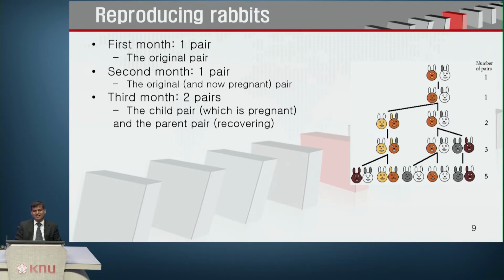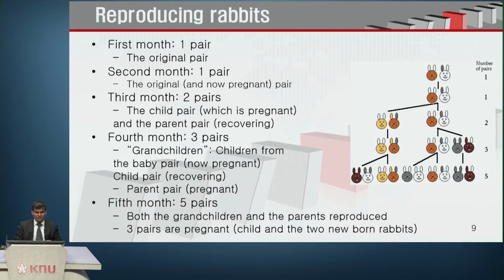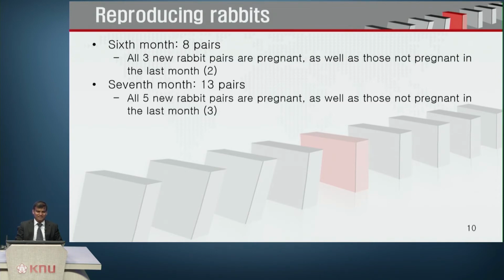How about the next month? You have the grandchildren, that is children from the baby pair that is now pregnant, and the child pair now recovering, and the parent pair, who are the grandparents of the grandchildren there, now got pregnant as well. So now there are two pregnant here. Then the fifth month you have both grandchildren and the parents reproduce. Three pairs are pregnant, the child and the two newborn rabbits. So this goes on. In the sixth month, 3 new rabbit pairs are pregnant, as well as those not pregnant the last month. So you have 2 there.